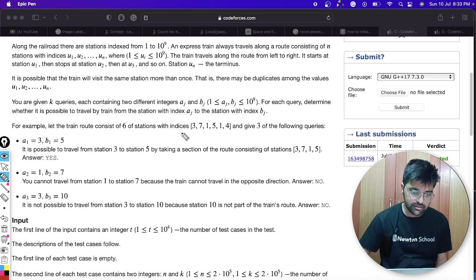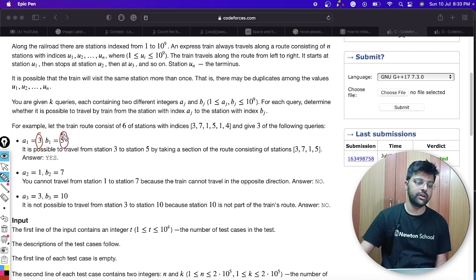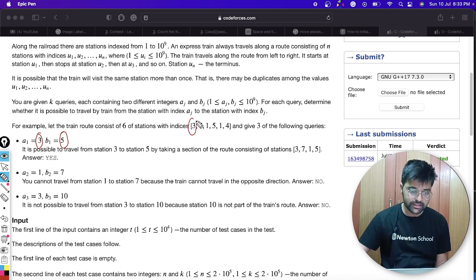Let's say the route of the train is given as 3 7 1 5 1 4, right? And let's say we got the queries a1 equal to 3 and b1 equal to 5. So we saw that 3 is present here and 5 is present here, and it's from left to right, right? The train always travels from left to right.